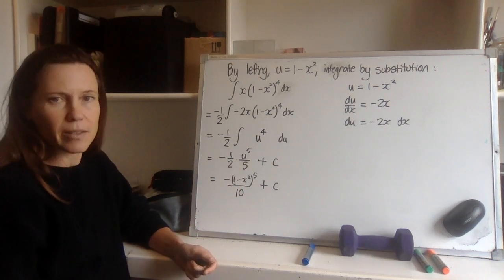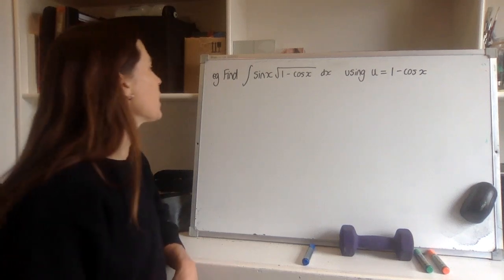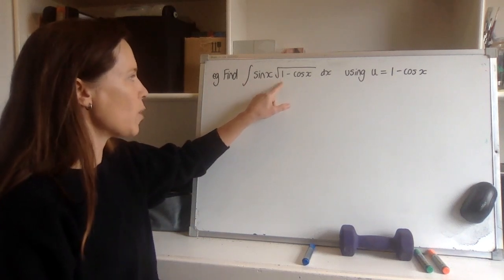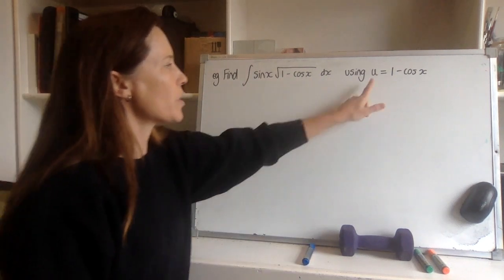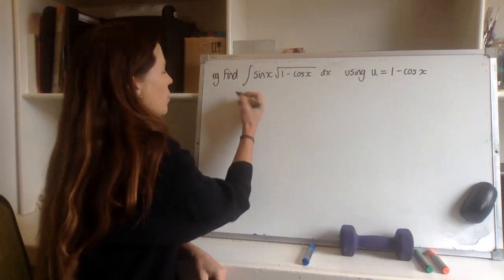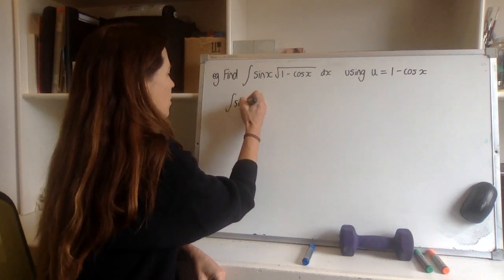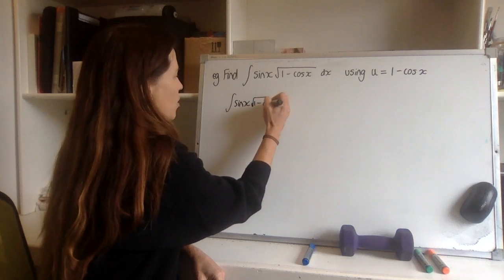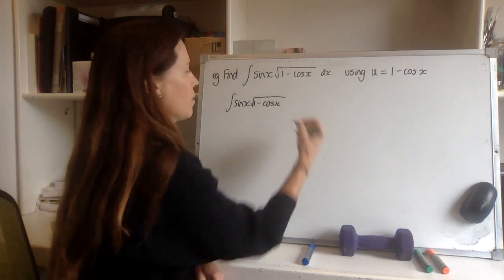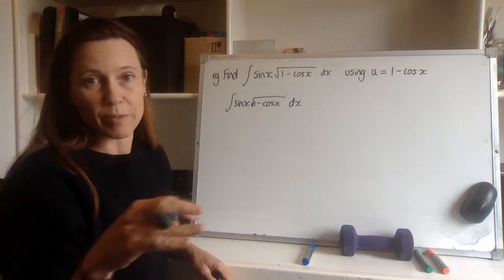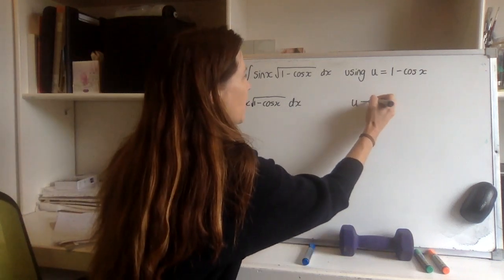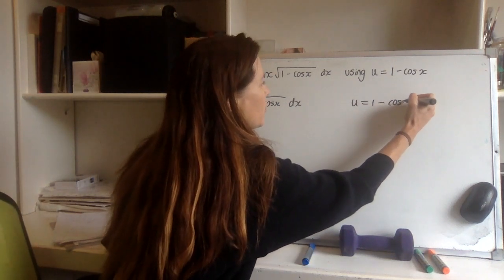In this example, we need to integrate sine x, the square root of 1 minus cos x dx, using this substitution. So always start with your question. It seems a little bit strange writing it down when I've got it written right above, but generally you'll be reading it off your textbook and you'll need to actually write this down. So I'm just modelling what you'll be doing.